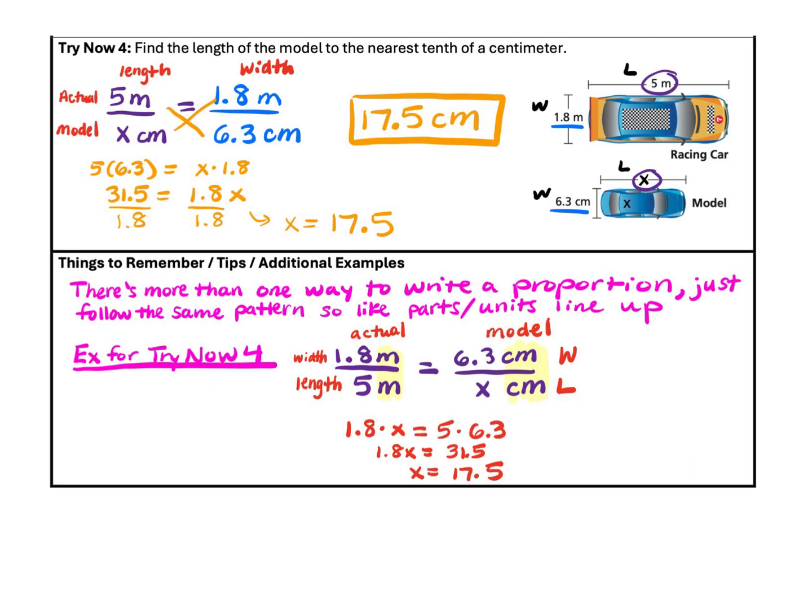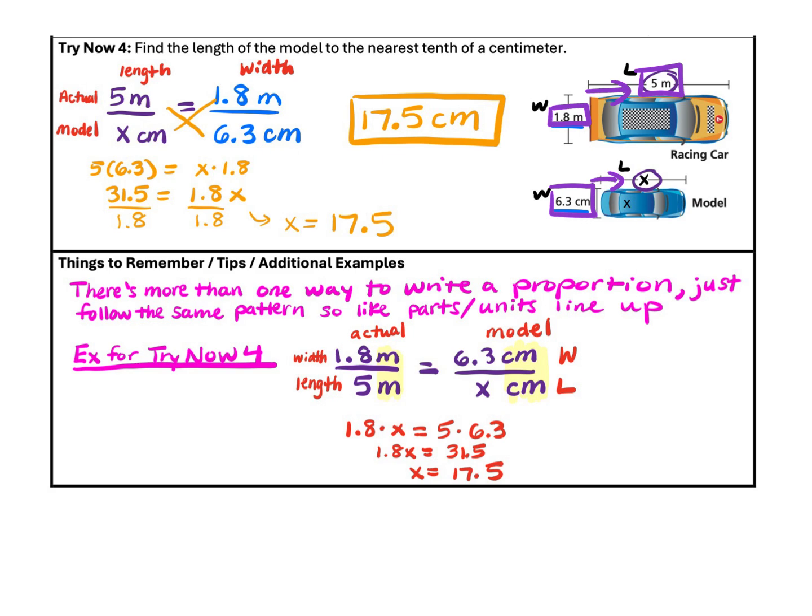Now, I realize this video is getting kind of long, but I just wanted to show you another way that we could do this. So there's more than one way to write a proportion as long as you follow the same pattern so that like parts match up. So in the things to remember box, I matched up the 1.8 and the 5. So I went left to right. So 1.8 over 5 equals, and then 6.3 over x. And what you'll find is that it's actually the exact same cross product. You get the exact same answer.